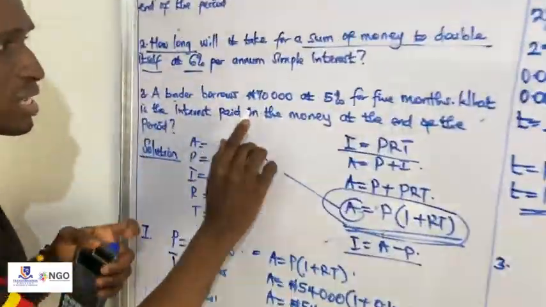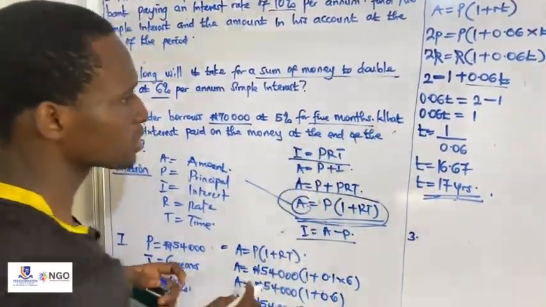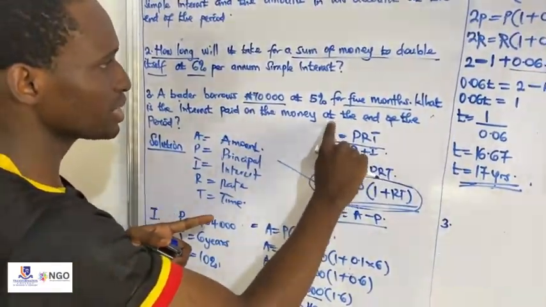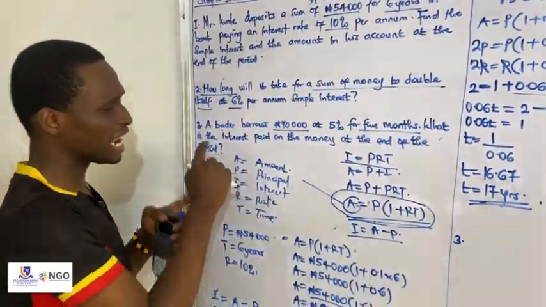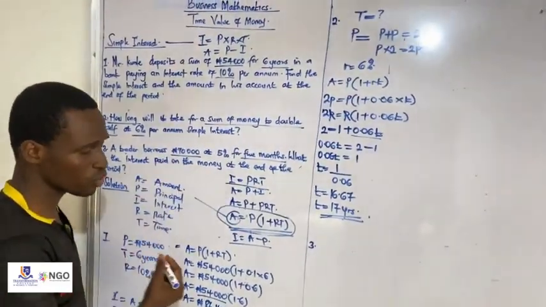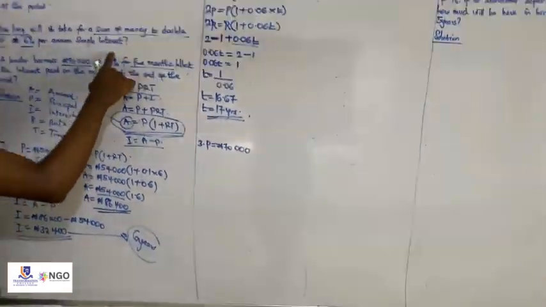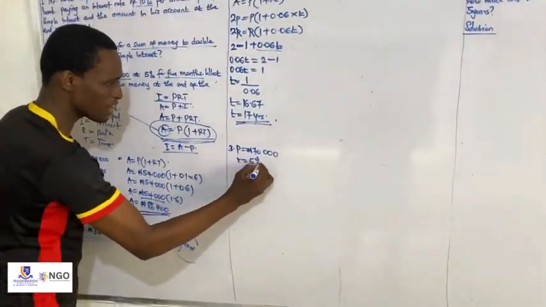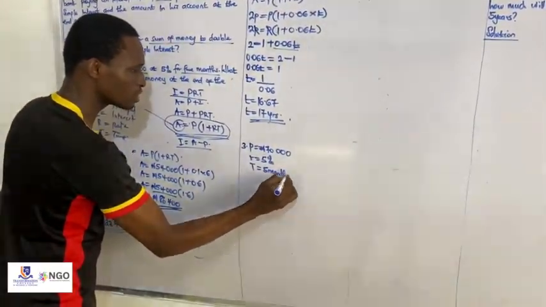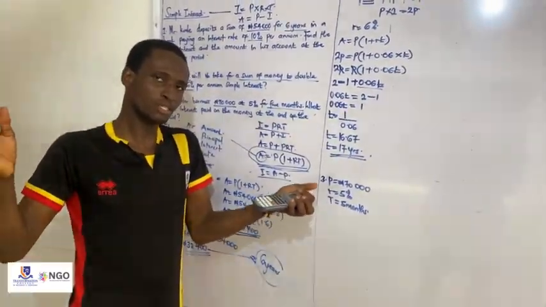Now, look at number 3. A trader borrows 70,000 naira at 5% for 5 months. What is the interest paid on the loan at the end of the period? So here they are asking us to calculate the interest. The trader borrows 70,000, so our principal is 70,000. Our interest rate is 5%. Then our time is 5 months.